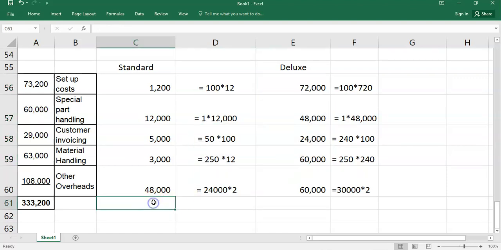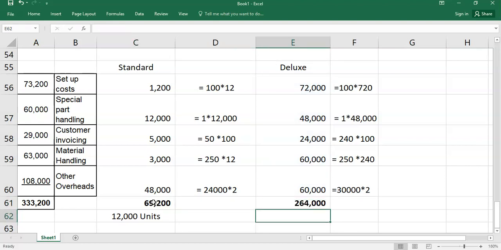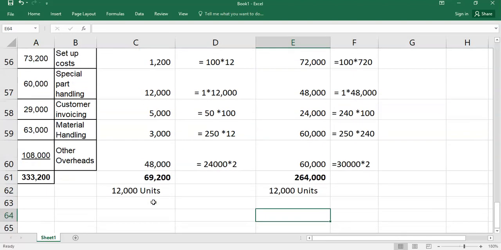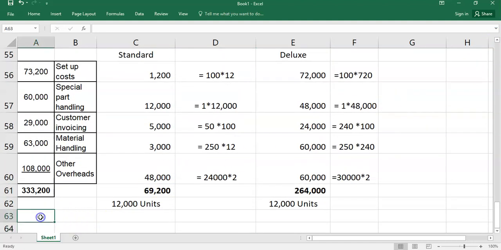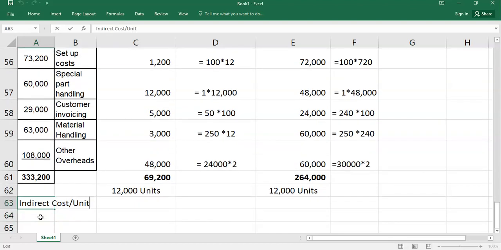So what we do then is we tot up how much do we allocate to standard, 69,200, and that's across 12,000 units. How much do we allocate to deluxe, 264, and that's also across 12,000 units. Both of them just happen to have the same amount of units. So what that allows us to do then is you're going to get an indirect cost per unit, which we will need to do our analysis. So the indirect cost is just the total divided by the number of units. So here it'll be 69,200 divided by 12,000.